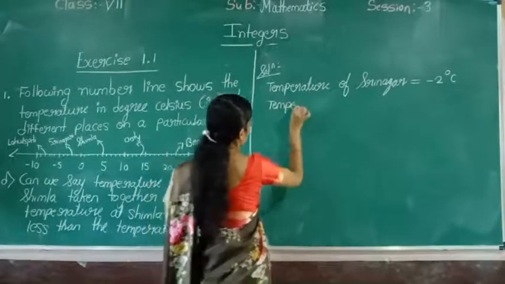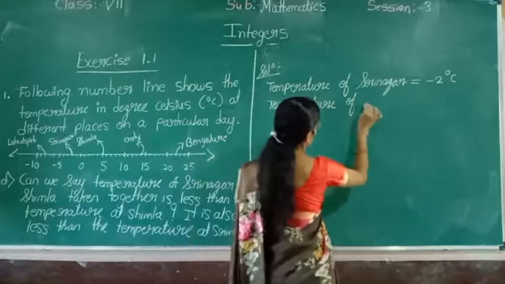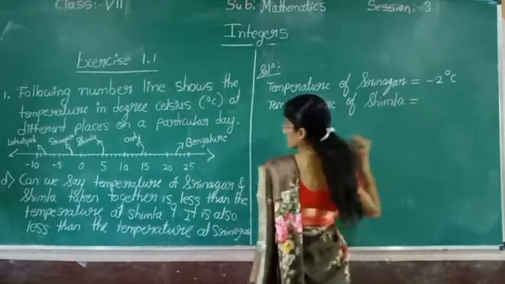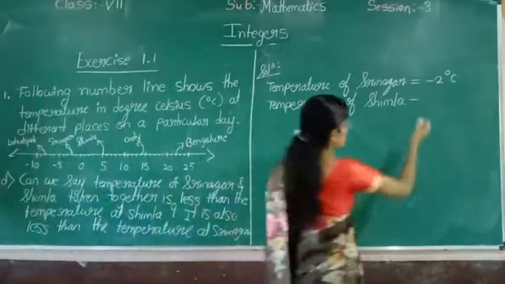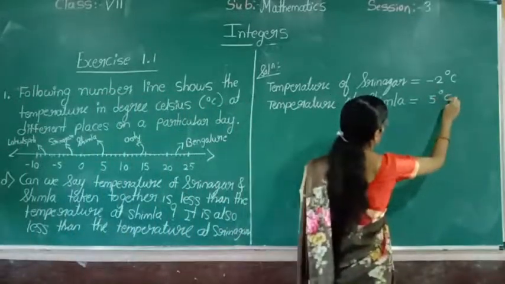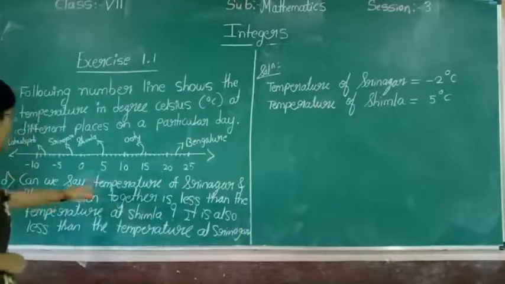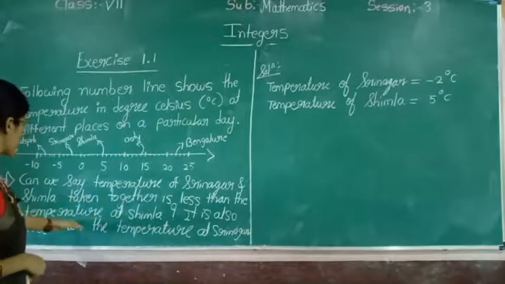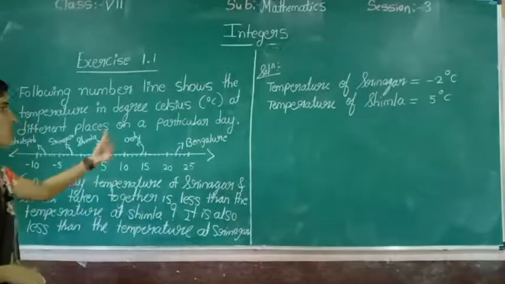Temperature of Shimla is equal to 5 degrees Celsius. What they asked us? Can we say temperature of Srinagar and Shimla together is less than the temperature of Shimla? Means we have to do the addition here.